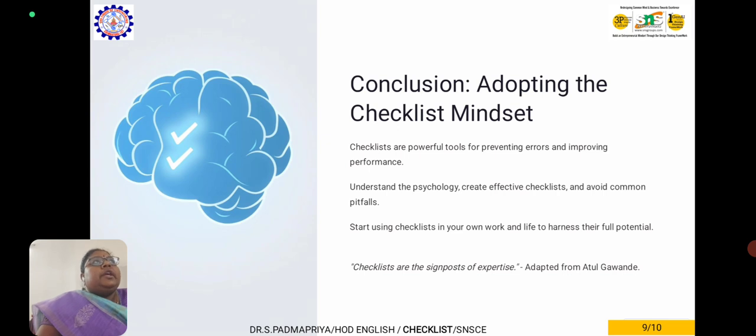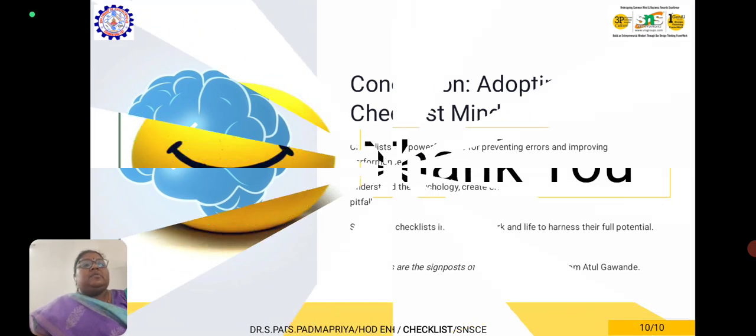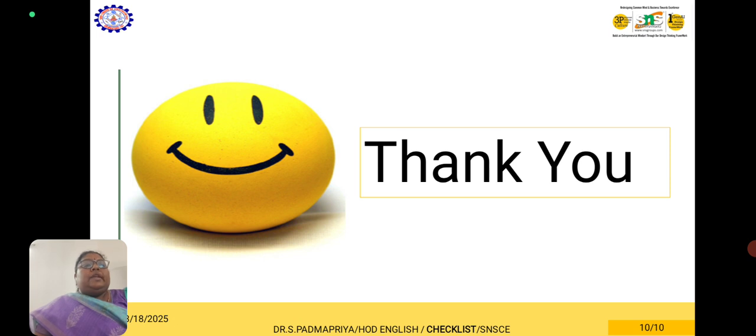Even on your hall ticket you can prepare your checklist, so it is found in every nook and corner of your day-to-day activities. You can start using checklists in your own work and life to harness their full potential. So these are helping us to expertise ourselves. Hope you have understood what a checklist is.